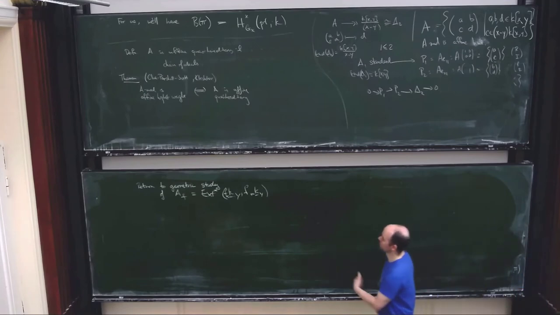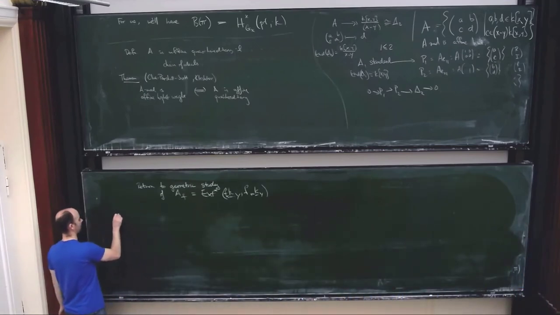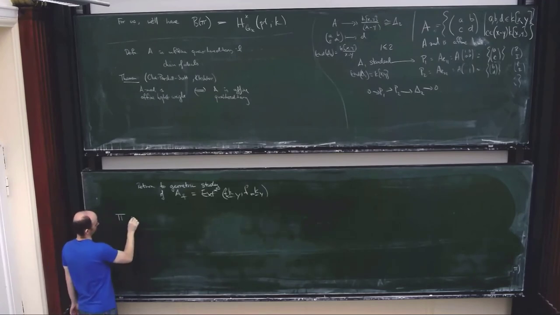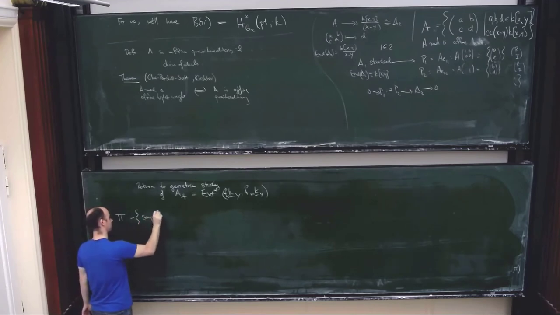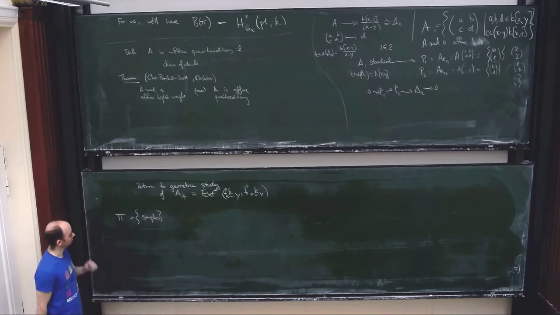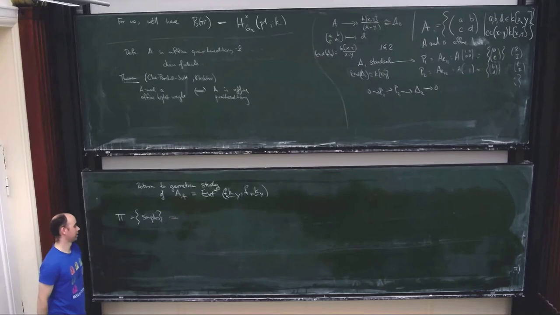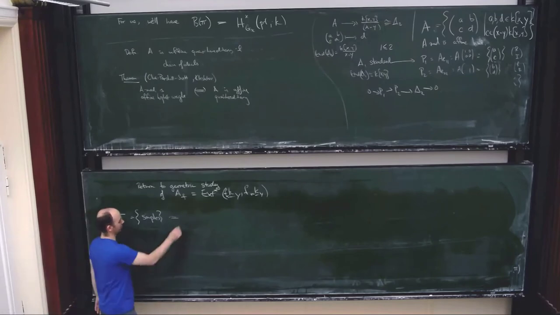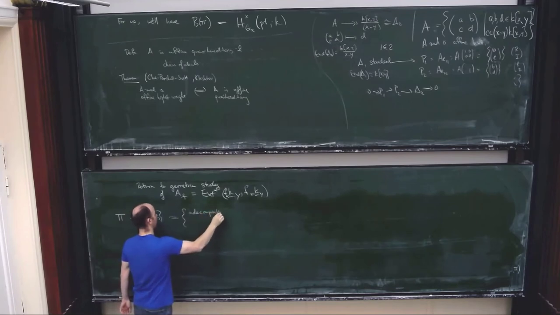So we have this set Pi, which is naturally in bijection with the simple modules. And then the simple modules are in bijection with projective modules, or I should say, indecomposable projectives.